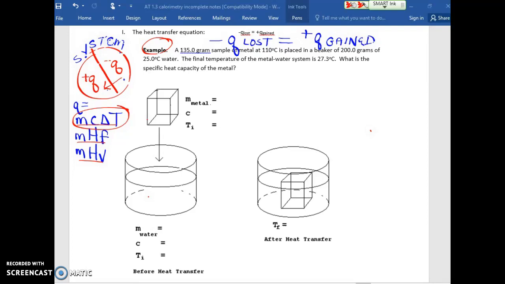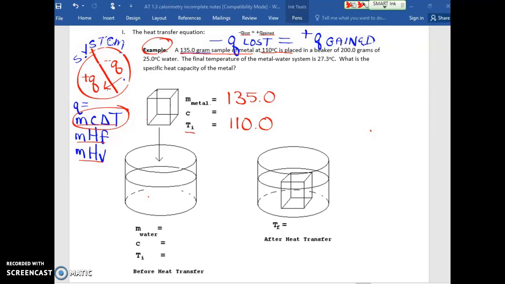I want this to be totally clear, so I made a little diagram, a before and an after. It says we have a 135 gram sample of metal. That's the size of this cube of metal. I'll leave out the units. It's at 110 degrees initially. So that's what we mean here by Ti, the initial temperature, 110. Let's actually make that 110.0 because we measured it on a typical thermometer.